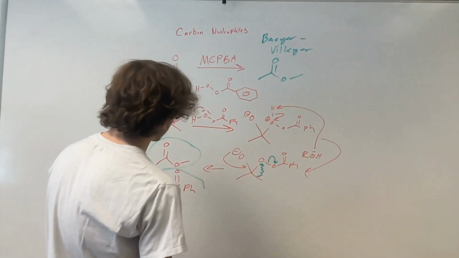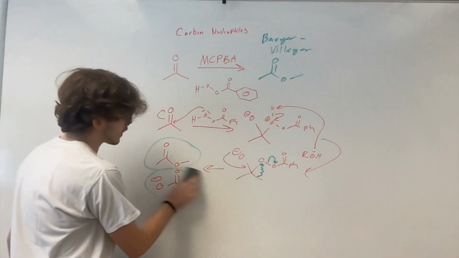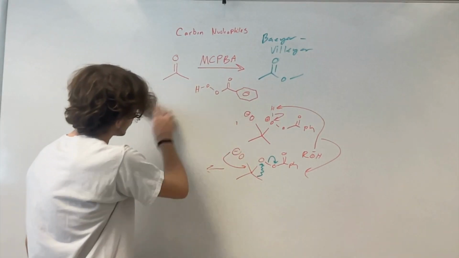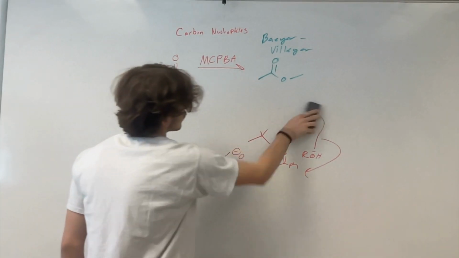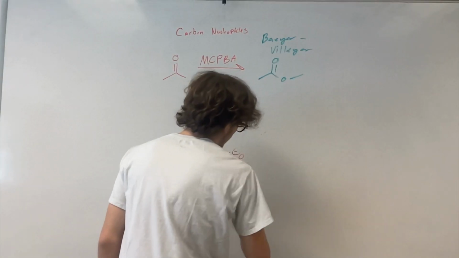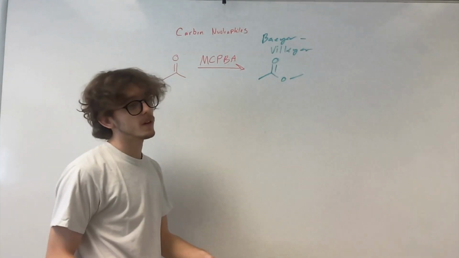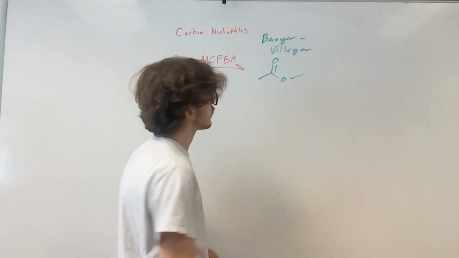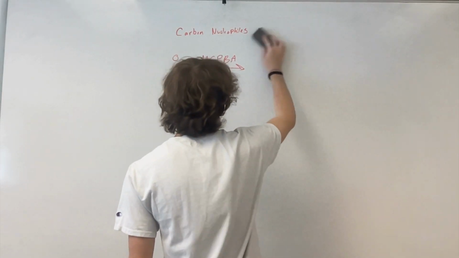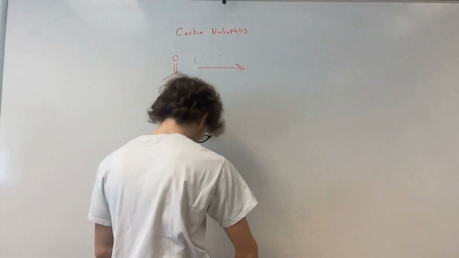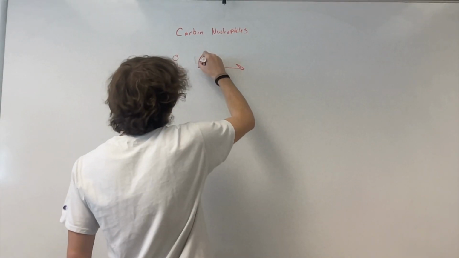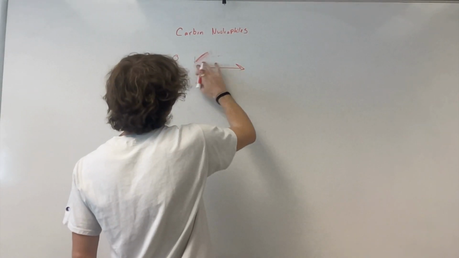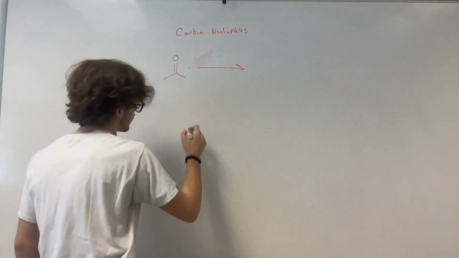There's two more reactions that we have to talk about. That's going to be cyanohydrin formation. And along with cyanohydrin formation, we're also going to talk about the Grignard reagent, which you've probably seen before. So a Grignard looks like this.